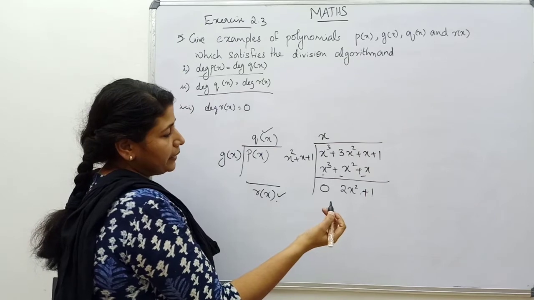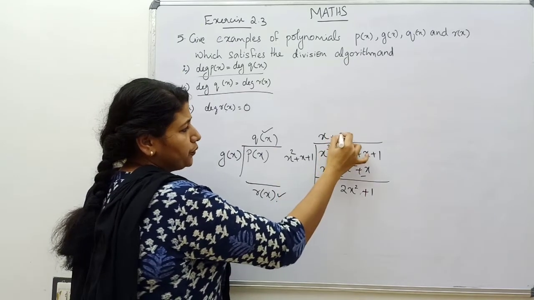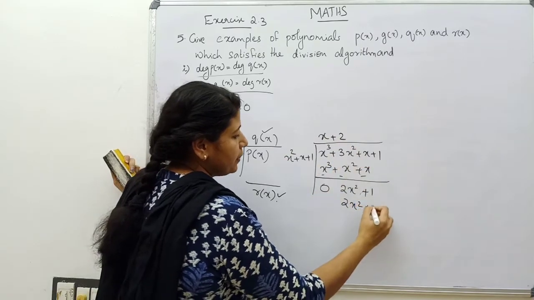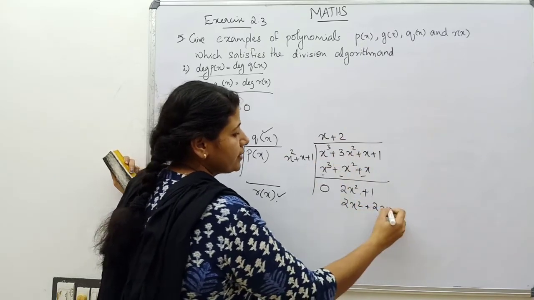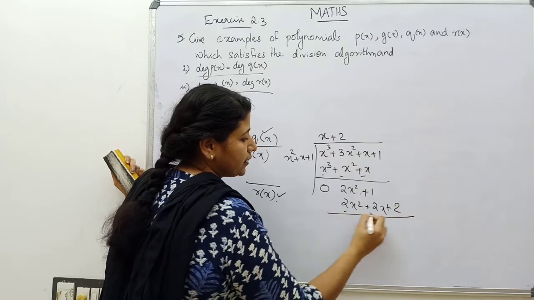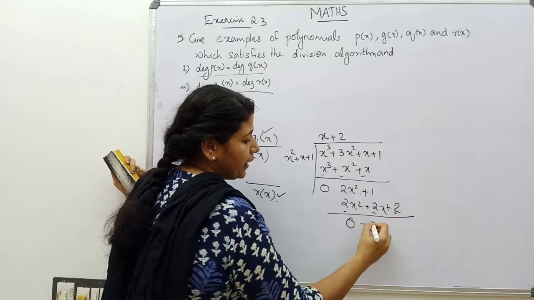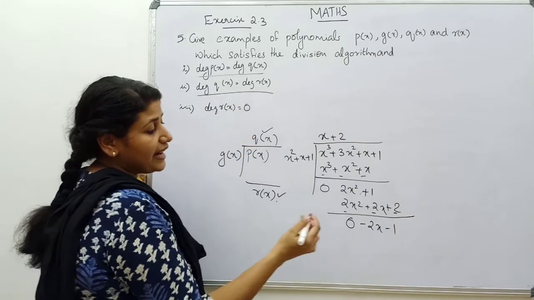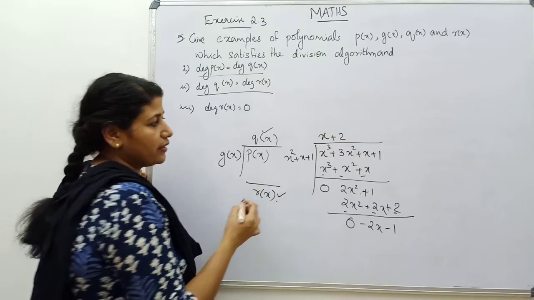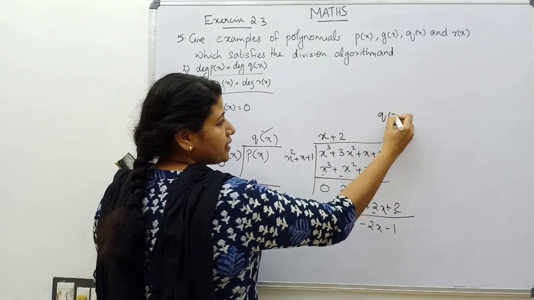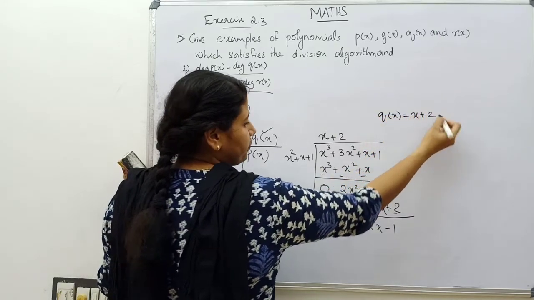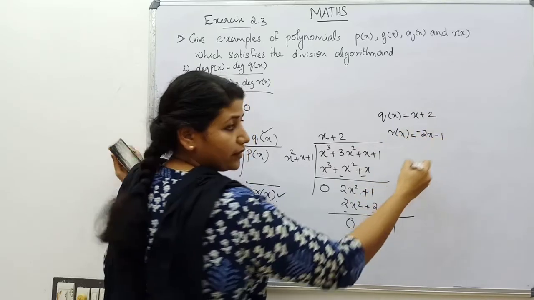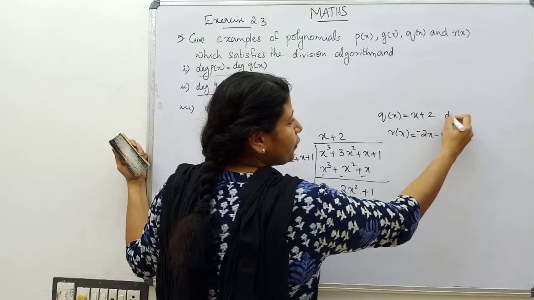So you can multiply with 2. Then 2 into x square is 2x square, 2 into x is plus 2x, 2 into 1 is plus 2. Subtract: this is 0, then minus x, and then minus 1. So you got the remainder as negative x minus 1. Am I right? Here the quotient is x plus 2 and the remainder R of x is negative x minus 1. So what about the degree of Q of x?